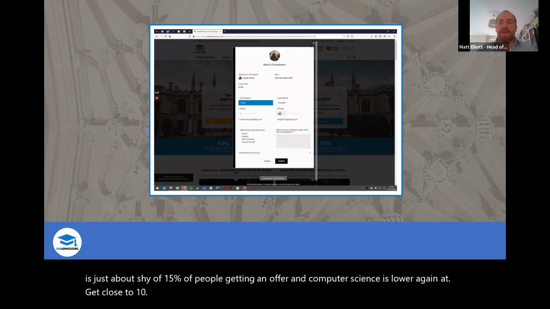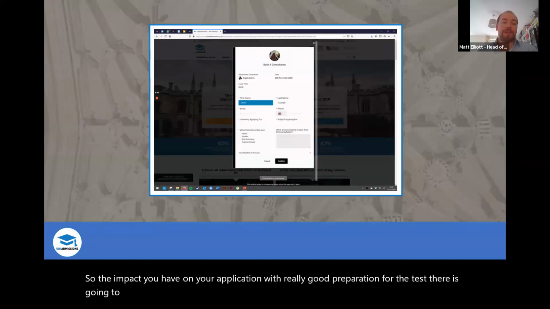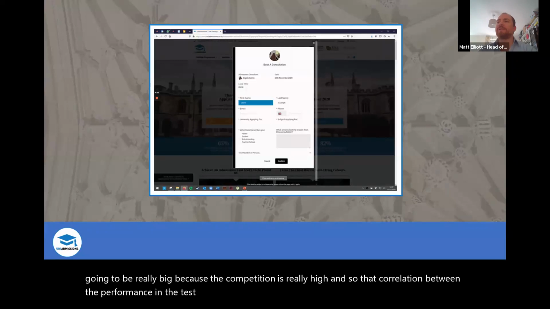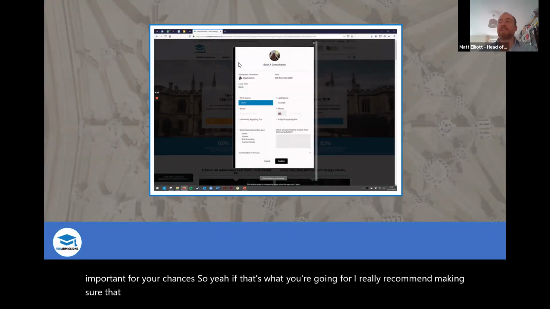So the impact you can have on your application with really good preparation for the test is going to be really big, because the competition is really high, and that correlation between the performance in the test and the chance of getting in is going to be really important for your chances. So if that's what you're going for, I really recommend making sure that you're well prepared, because it's a difficult test, the TMUA, and it's also very competitive.